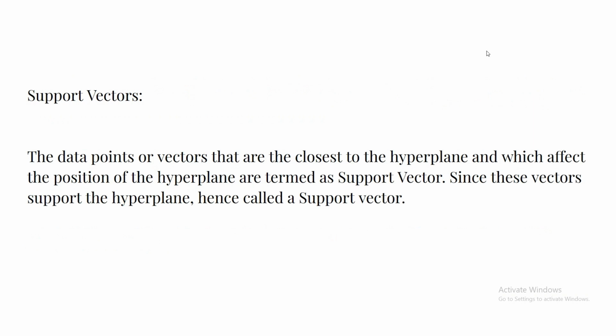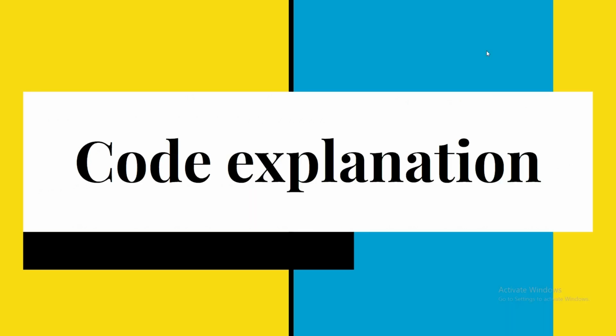What are the support vectors? The data points or vectors that are closest to the hyperplane and which affect the position of the hyperplane are termed support vectors. Since these vectors support the hyperplane, they are called support vectors.